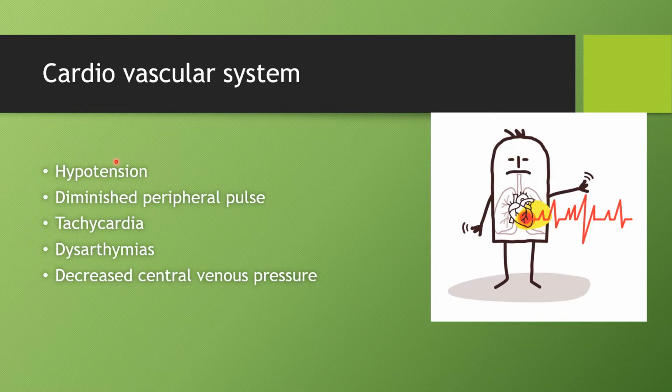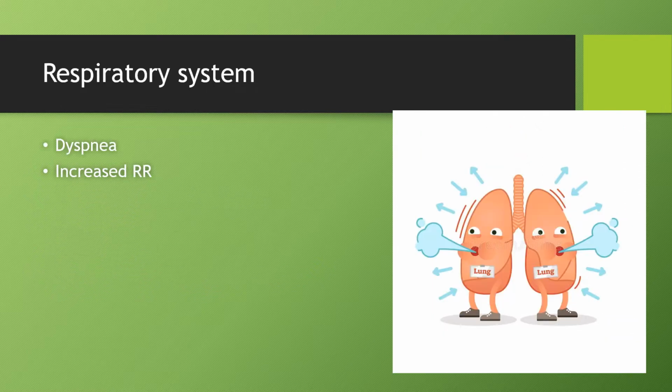Then the signs and symptoms, each and every system we will see. First one is the cardiovascular system. The first one is hypotension. The blood pressure level will be decreasing in the hypovolemic condition. Then peripheral pulse also decreasing, increased heart rate. Then dysrhythmia means there are some changes in the ECG. Tachycardia, that is the increased heart rate, and increased central venous pressure. So these are the symptoms of the cardiovascular system. The next one is respiratory.